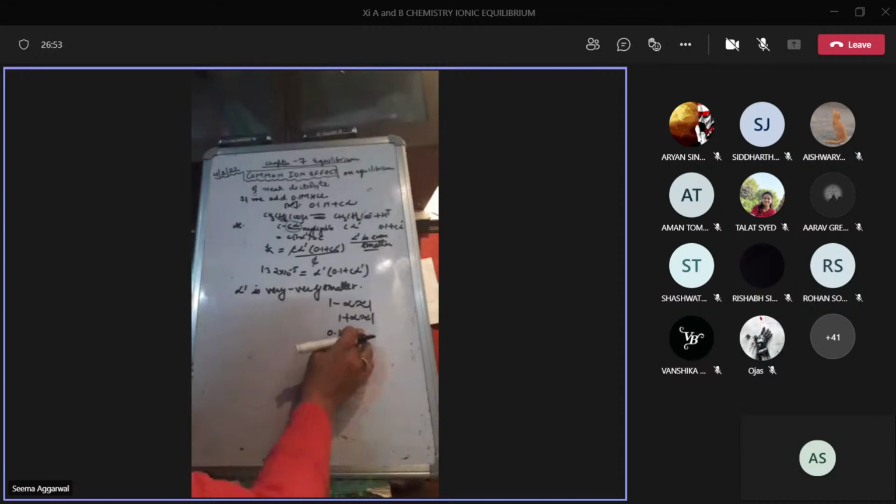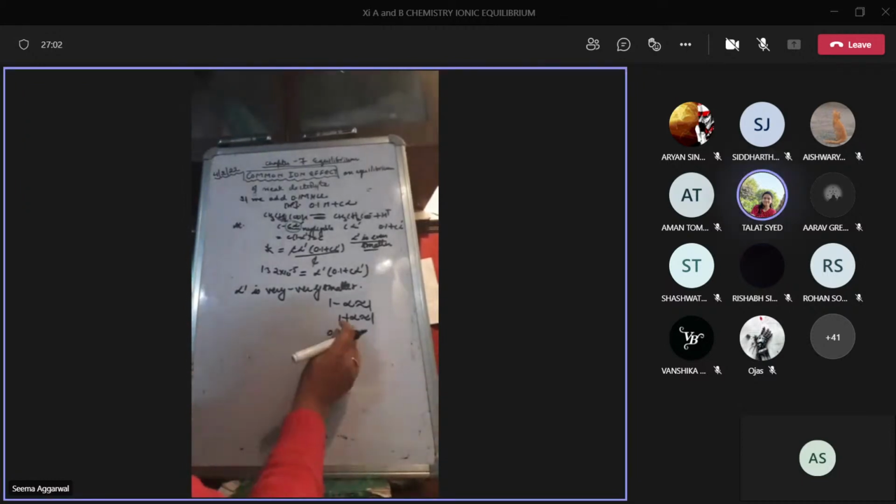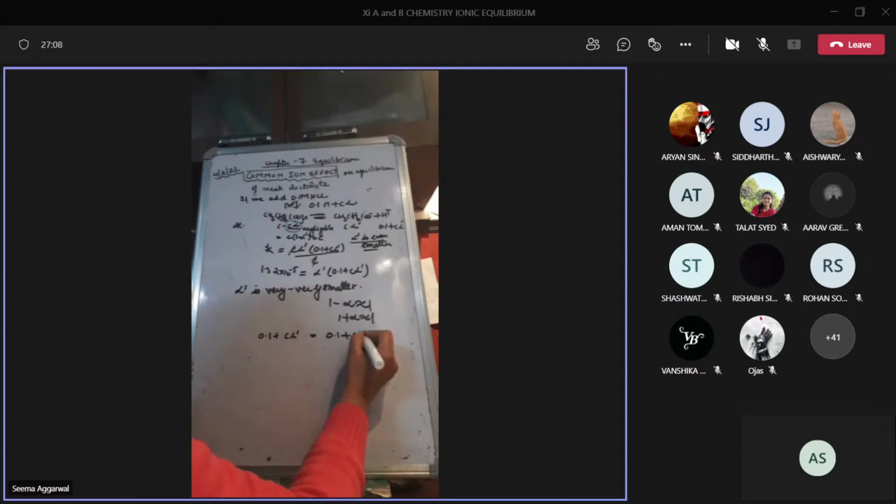What is the concentration? What was the concentration of propionic acid? What was the value of C? 0.05. So 0.1 plus C alpha dash is 0.1 plus 0.05 into alpha dash. It means alpha dash becomes even smaller, as I am multiplying it by 5 into 10 to the power minus 2. So it means we can neglect this term. I can neglect this term again.